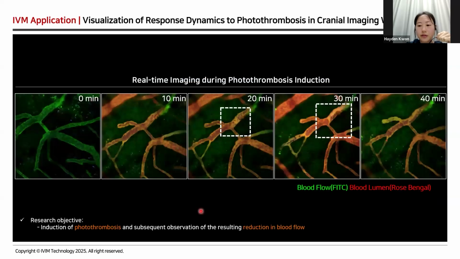So first, to confirm that thrombosis was successfully induced, we injected FITC dextran to visualize blood flow. Within the white dotted box here, you can see that the unstained black red blood cells gradually accumulated over time. Although the data is not attached here, in the actual real-time video recording, we could also observe a progressive slowing of blood flow, which provided an early indication that the disease induction had been successful.